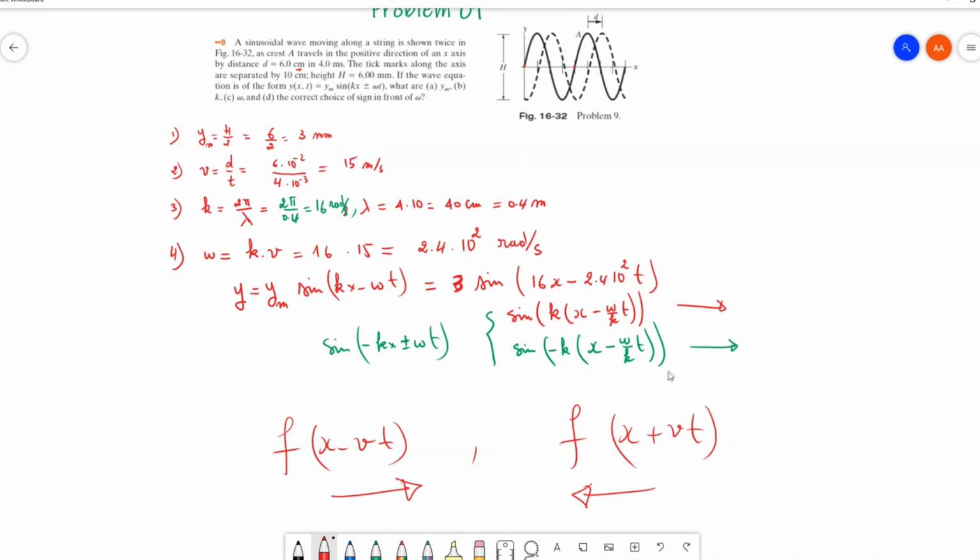Sorry, Doctor, but I don't mean the 6 for the H. I mean for D. For D here, what was the D here? Yes, it's 6 also for D. 6 centimeter. I was talking about this one. 6 centimeter here. D is 6 centimeter.